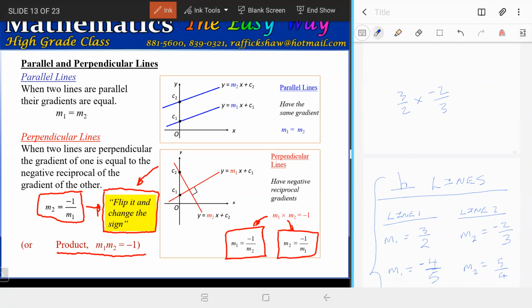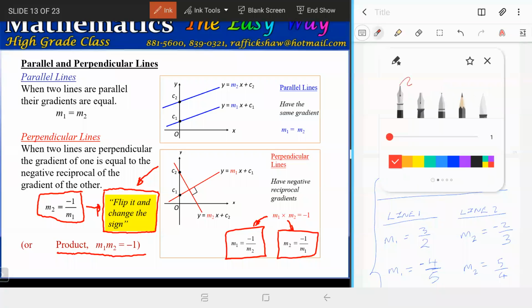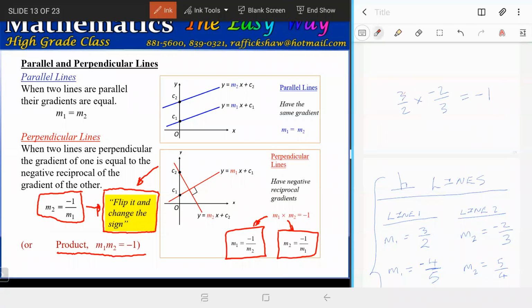Perpendicular, that product will be equal to -1, right? Because this 3 would cancel this 3, and this 2 would cancel this 2, and so you get -1 right here. So the product of the gradients of perpendicular lines will be equal to -1.